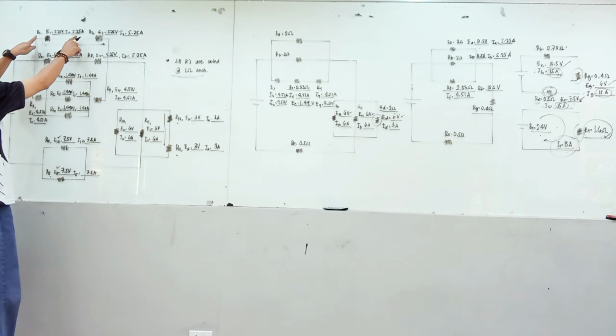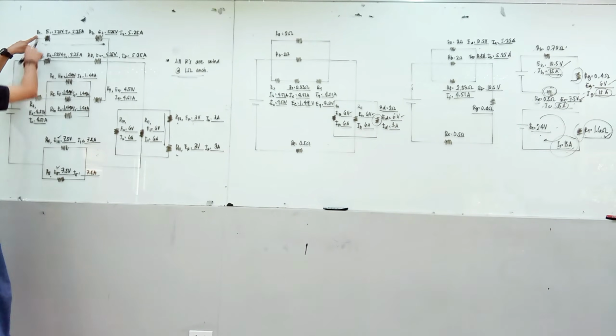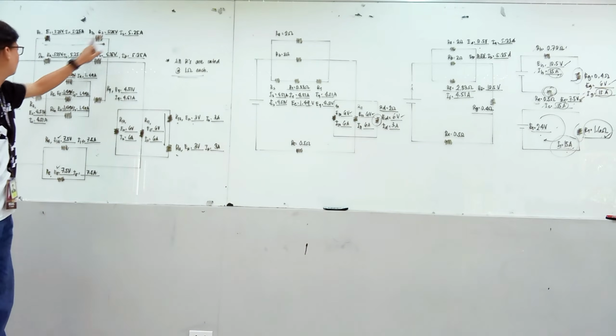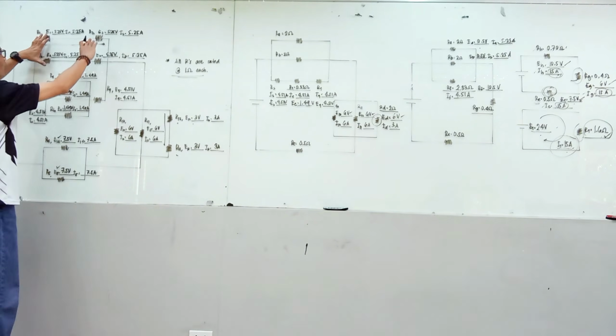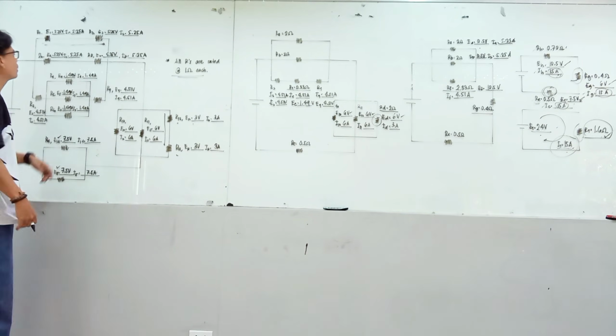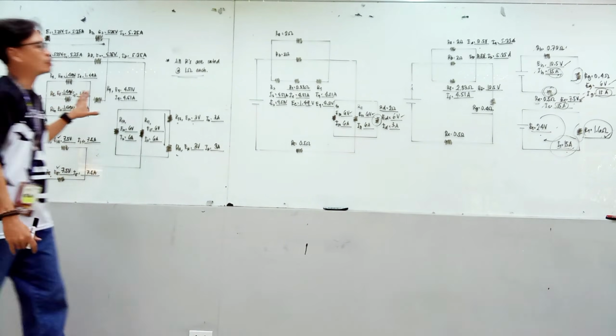So you have I, you have R, and R is only 1. So you just multiply 5.25 times 1, which is still 5.25, to get the voltage. So voltage is 5.25, 5.25. Same here, because they are in series. Okay? Now let's go to the bottom.